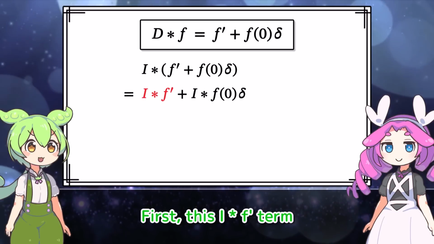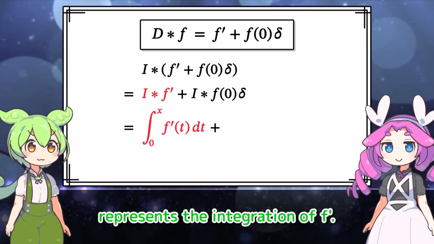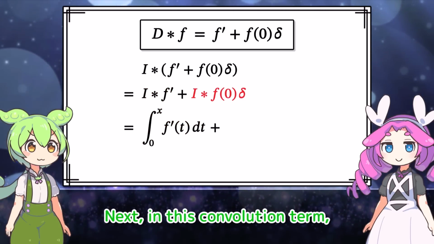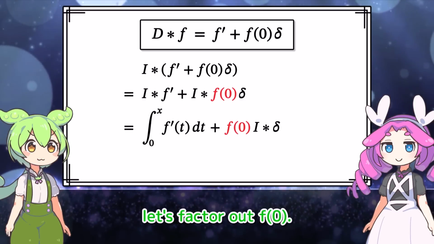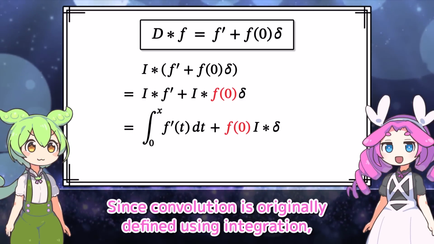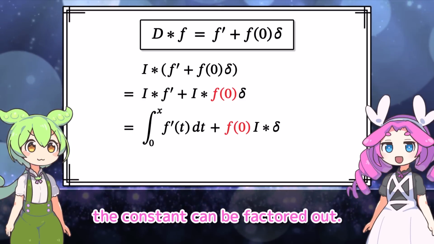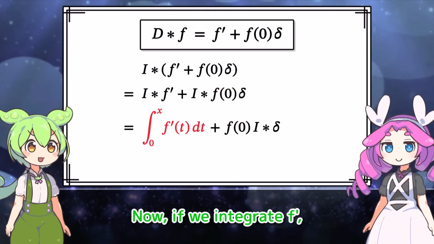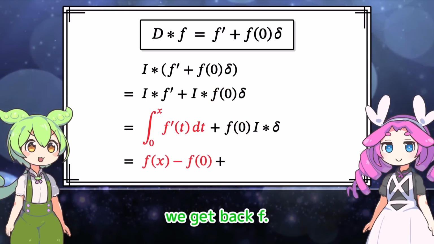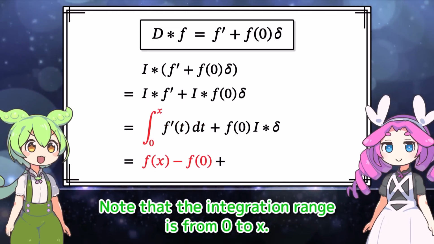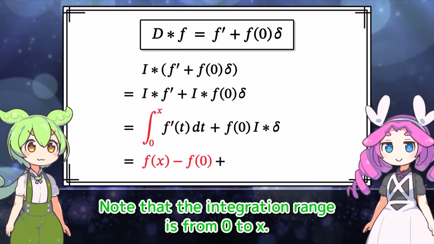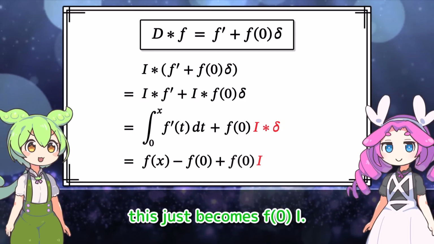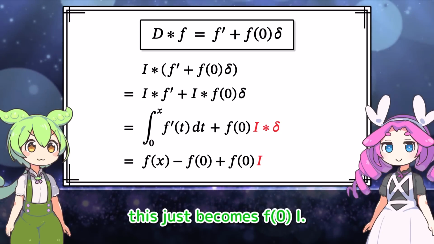First, this I star f prime term represents the integration of f prime. Next, in this convolution term, let's factor out f of 0. Since convolution is originally defined using integration, the constant can be factored out. Yeah, that makes sense. Now if we integrate f prime, we get back f. Note that the integration range is from 0 to x. Next, since convolving with delta doesn't change the function, this just becomes f of 0 I.